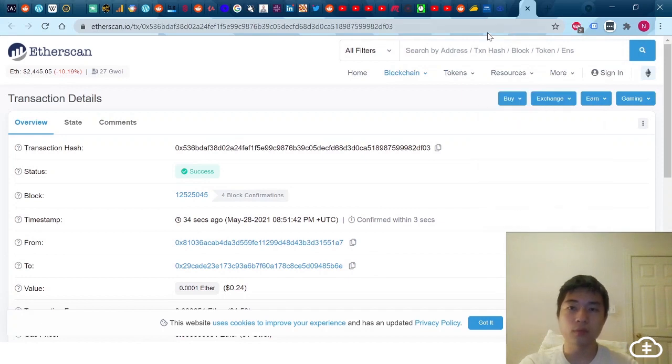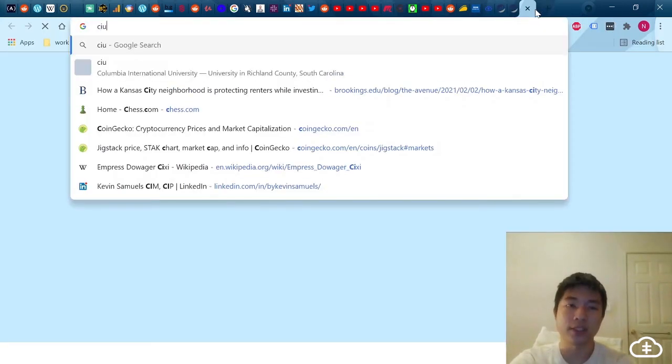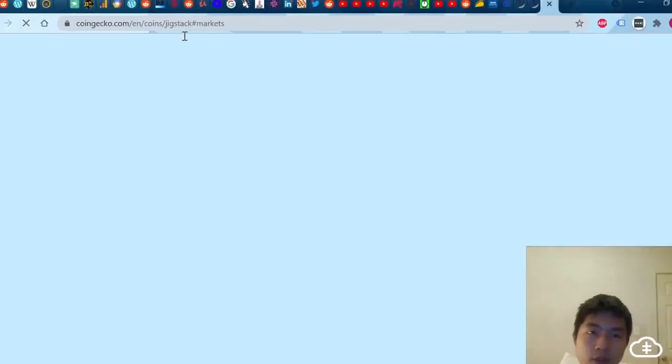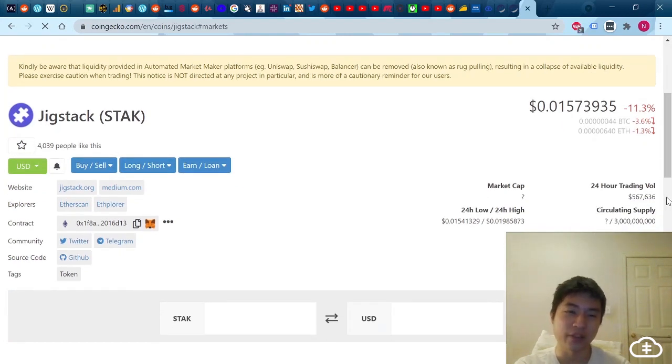Okay, and let's see one more thing. The last thing that would be of interest, especially for crypto traders, people who are interested in buying and selling crypto tokens, is the token addresses. So let's go on CoinGecko for a second. Let's go into a random coin. I have JigStack right here. It's a coin. I don't recommend you buy this coin. It's just for demonstration purposes.